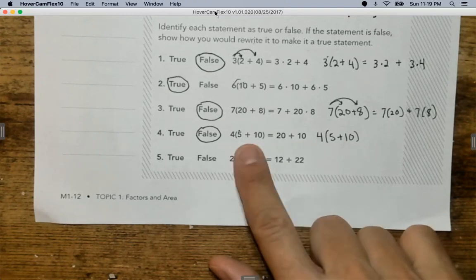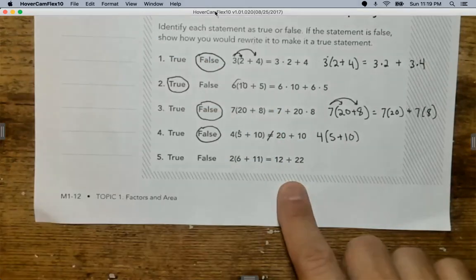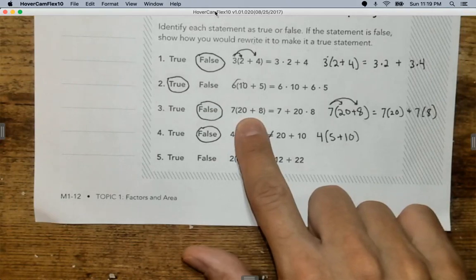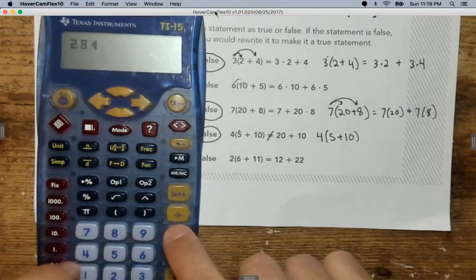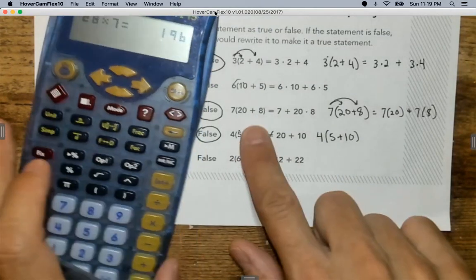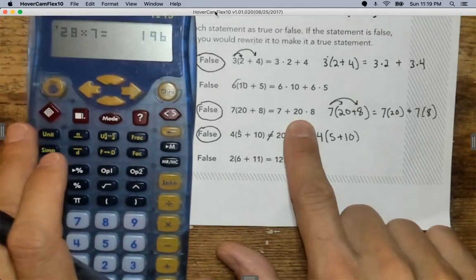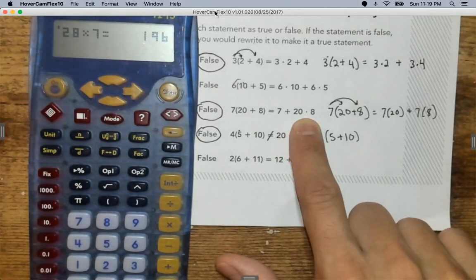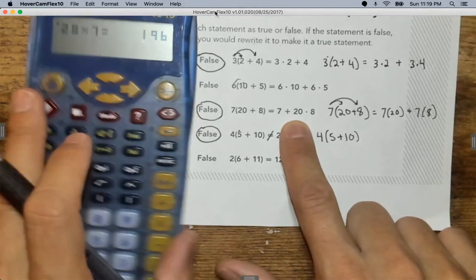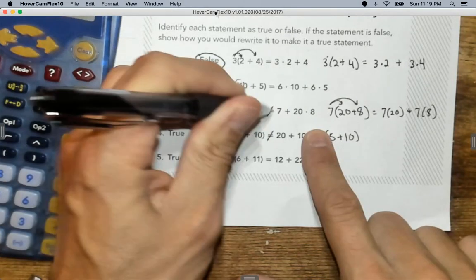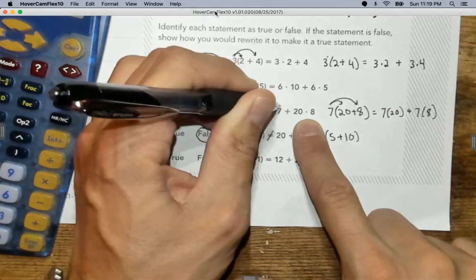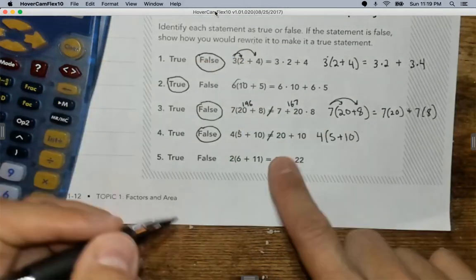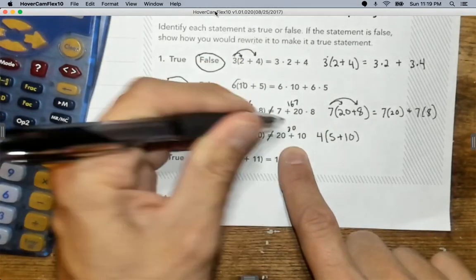Same here. 20 plus 8 is 28. 28 times 7 is going to be 196. Over on this side, this would be 160 plus 7, so it would be 167. So they're not equal. Okay? This side would equal 196. This side would equal 167. If I follow, this side would be 30. This side would be equal to 60, so I know that it's not right.